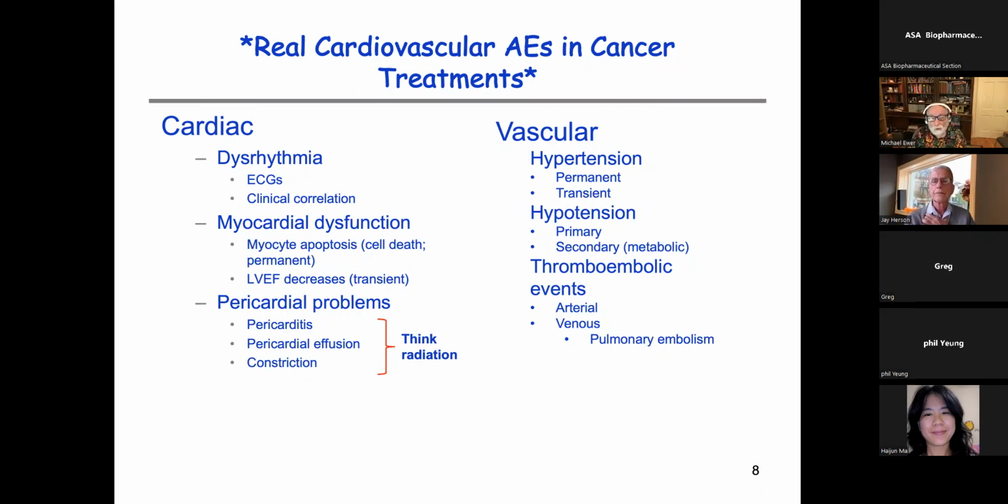But we shouldn't forget that cardiovascular also includes vascular, and vascular can be hypertension, hypotension, and thromboembolic events. All of these occur in cancer patients separate from the treatments that they are given, and also occasionally due to the treatments. And it's our job as oncocardiologists, if you will, to be able to separate this so that the interventions are appropriate.